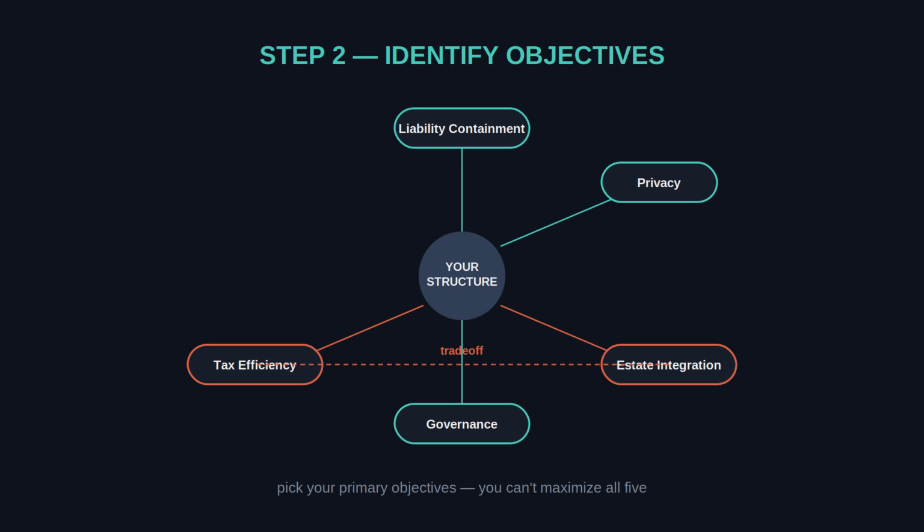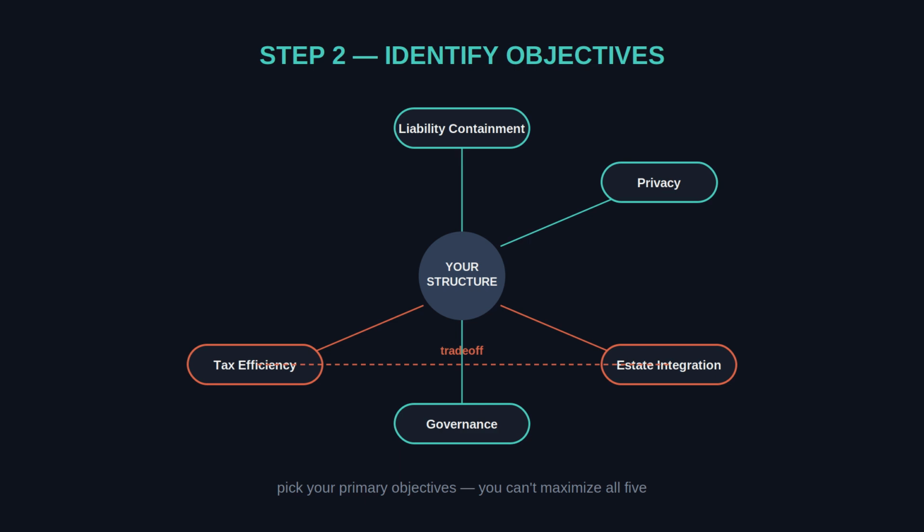Step 2, decide what you actually want the structure to do. Common objectives include containing liability, keeping ownership private where that's legally allowed, syncing the structure with your estate plan, setting up governance that reflects real intentions about control, and staying tax efficient without adding needless complexity. Here's the part people skip: these objectives trade off against each other.